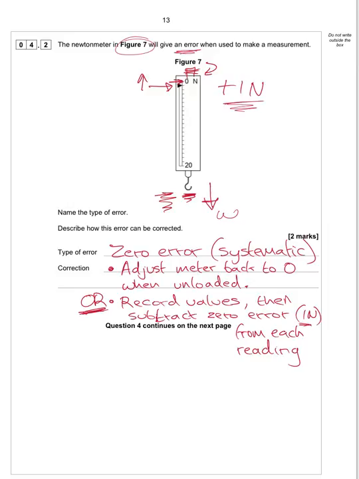Now it's important that it's "or", because if you were to do both of them, then you would have a systematic error the other way. You'd go back to 0 and then you'd be 1 newton too few each time you took a reading if you then did the second thing as well. It's only 2 marks, so you only need one of these 2 answers. You don't need both, but there are 2 options for you there.